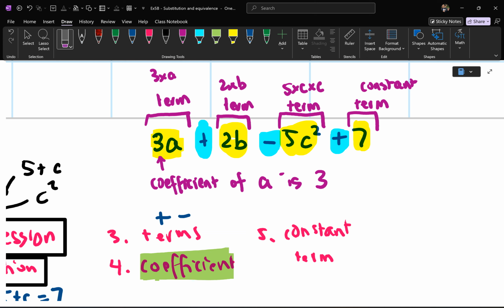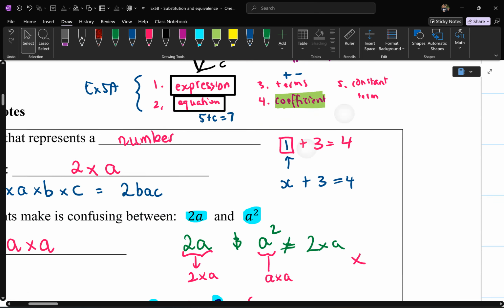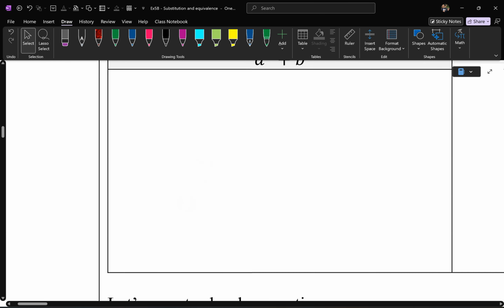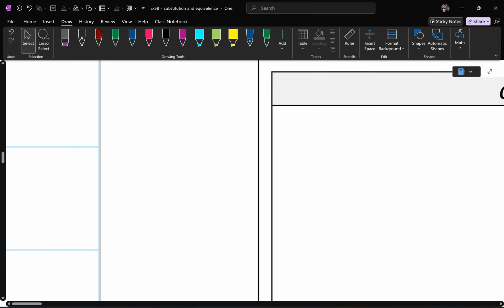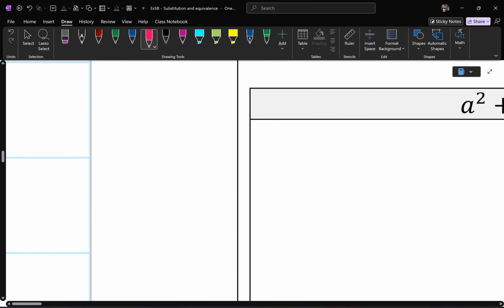So coefficient of a is 3. Coefficient of b is positive 2. Coefficient of c squared, negative 5. That there is the summary of exercise 5a, if you haven't looked at it before. Okay? Let's test your understanding. Let's try something like this. I'm going to write one last example to see if you understand it.